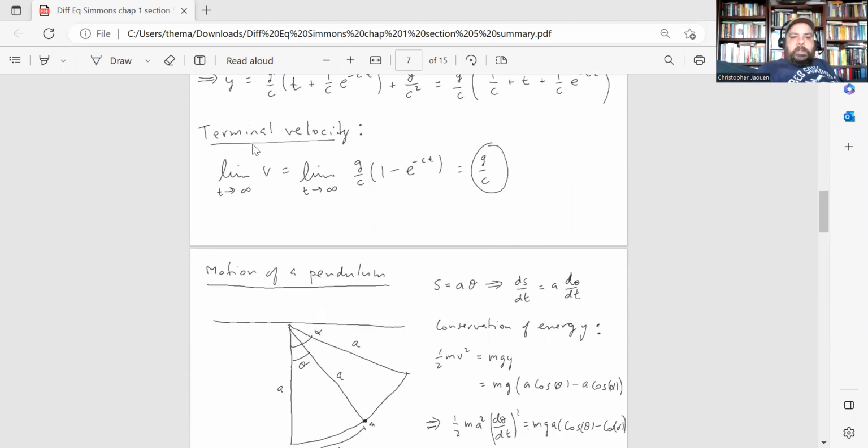All right, so that's all I'm saying here, terminal velocity. If you take the limit as t goes to infinity of v, notice that the limit goes to g over c. That's the terminal velocity.